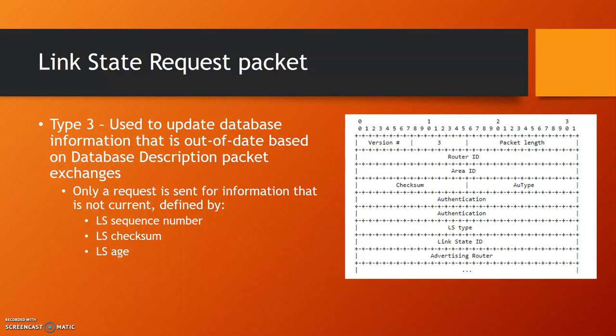So they have the link state request packets, which is type 3. It's used to update database information that is out of date based on database description packet exchanges. So only a request is sent for information that is not current, and basically the age, the sequence number, and the checksum will let a router know if it has any missing fields from the designated router's tables.